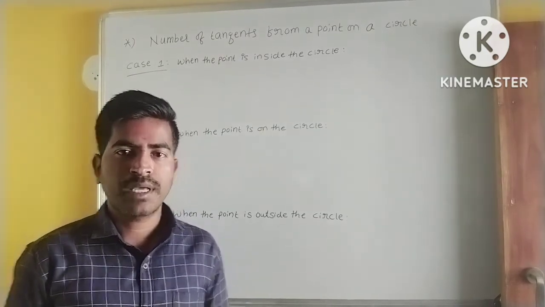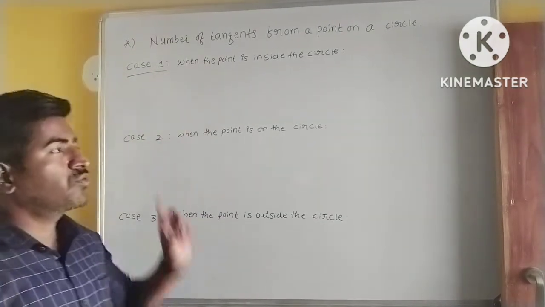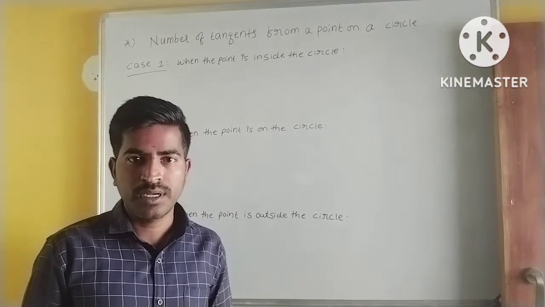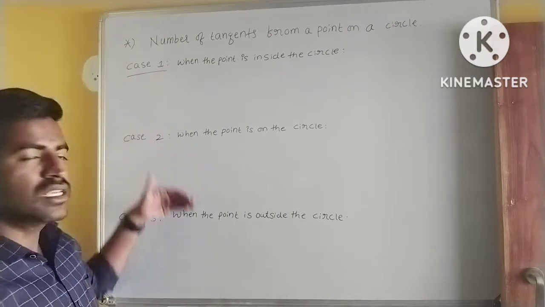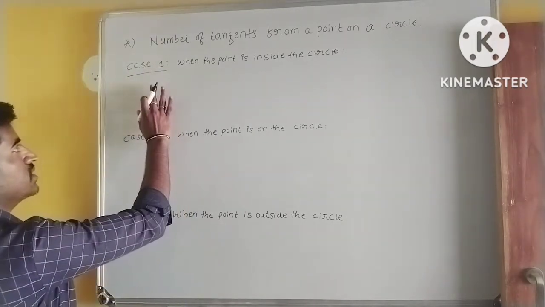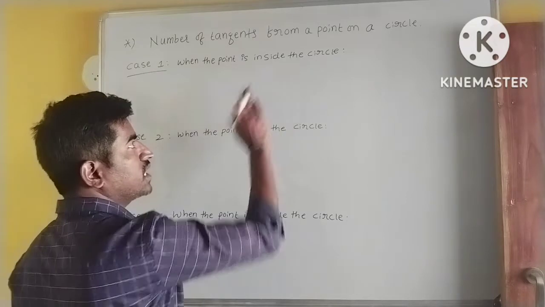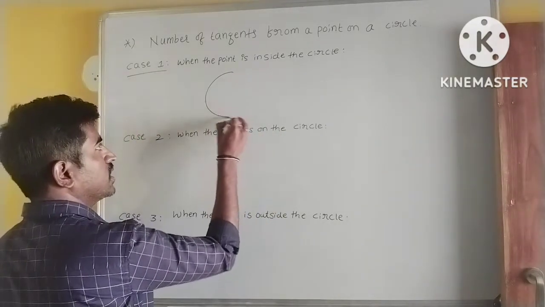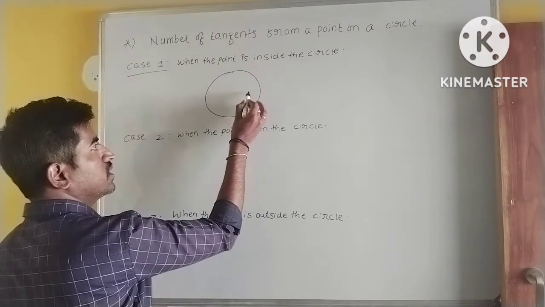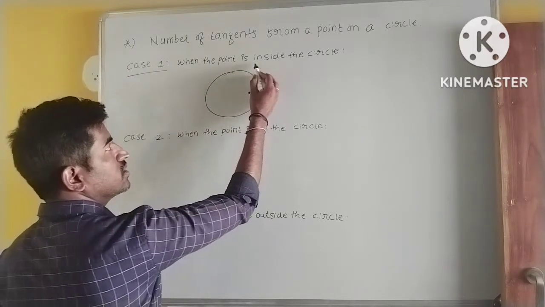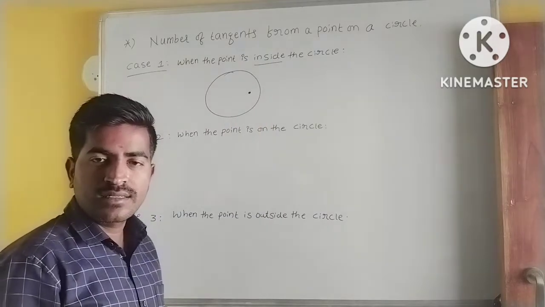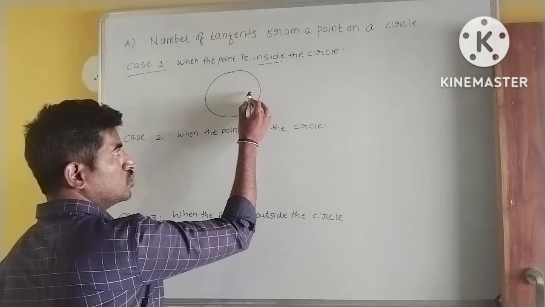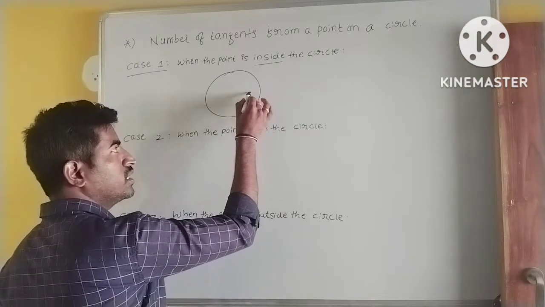The next concept is the number of tangents from a point to a circle. Let us determine how many tangents are possible by considering these three cases. The first case is when the point is inside the circle, how many tangents are possible? Let us consider a circle, and I am considering one point inside the circle. When the point is inside the circle, how many tangents are possible? Is it possible to draw a tangent by using this point?